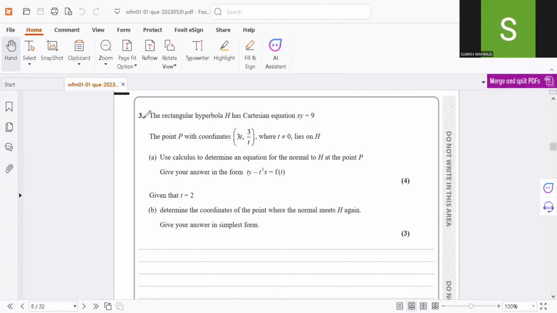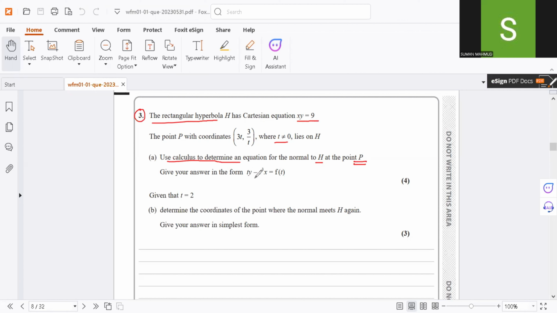At first, read the question carefully. Question number 3: the rectangular hyperbola H has Cartesian equation xy equals 9. The point P with coordinates (3t, 3/t), where t is not 0, lies on H. Use calculus to determine an equation for the normal to H at the point P.